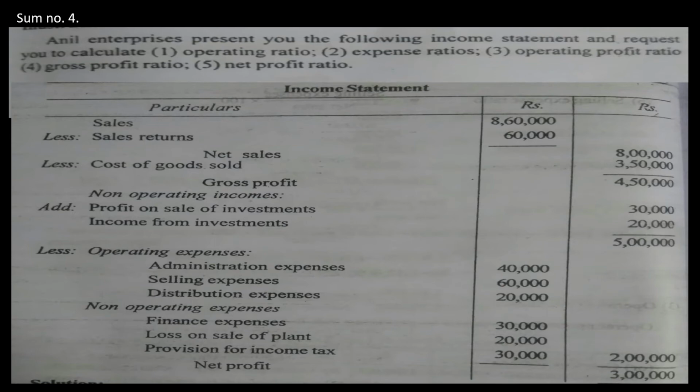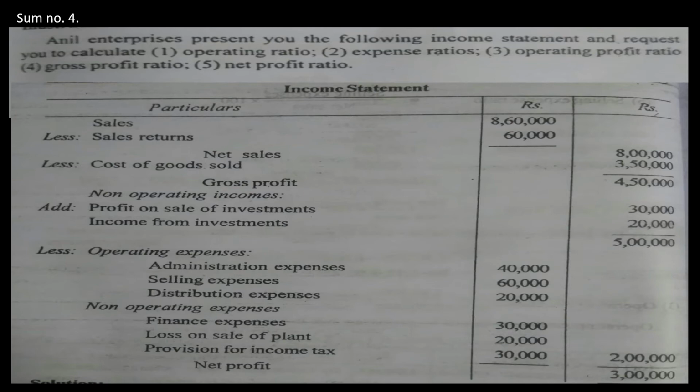It is clearly given here. It's 3,50,000 cost of goods sold. Then add, what you're going to add? Add operating expenses. The list of operating expenses is given here. The 3 items are there. So when you add all the 3, you'll get your operating expenses. So cost of goods sold, add operating expenses, divided by net sales, which is also given here, 8 lakh. Okay, that will be your operating ratio.